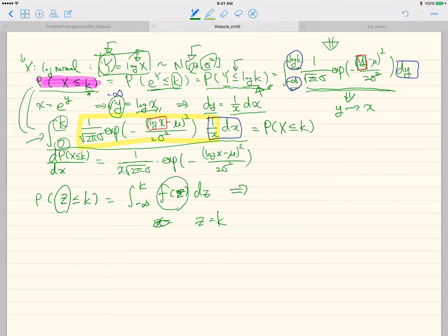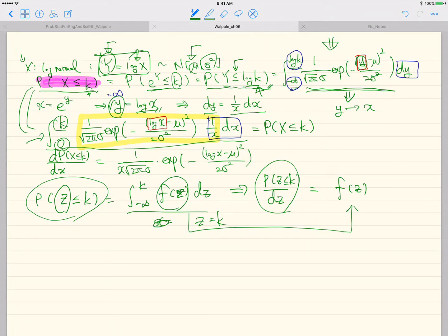But mathematically, from here, if we take the derivative with respect to z on this equation, then we get, so this is a definition of probability density function for z. If the cumulative distribution function is represented in this form, once we take the derivative, we obtain just f of z as the probability density function. Okay, so this is a relationship between the cumulative distribution function and the probability density function.